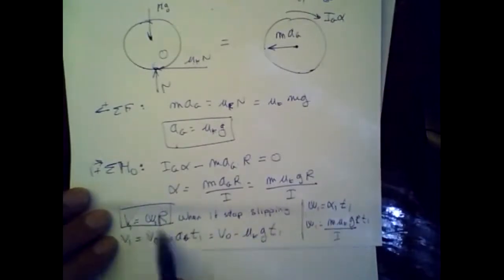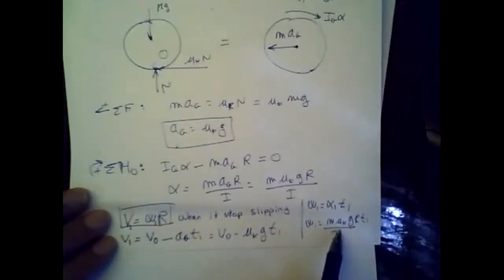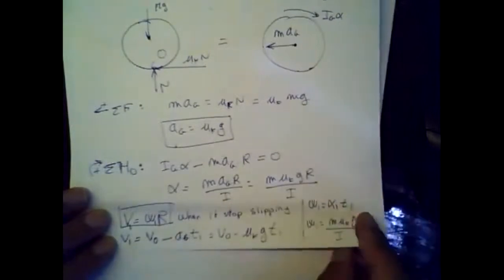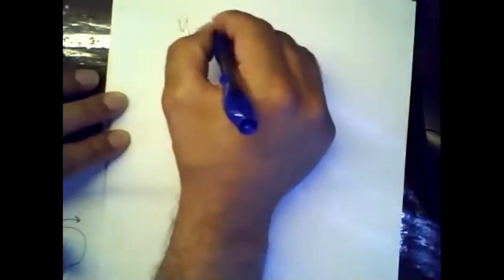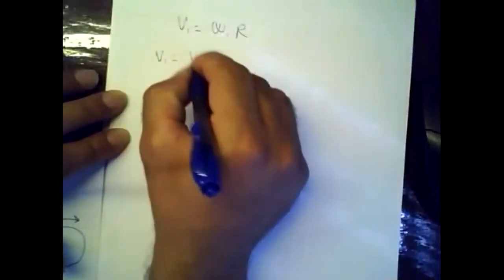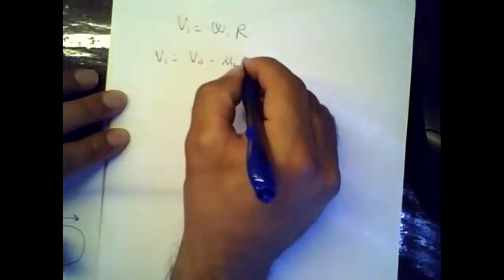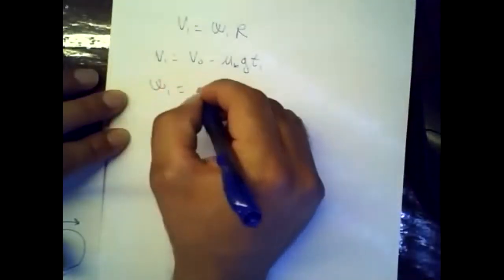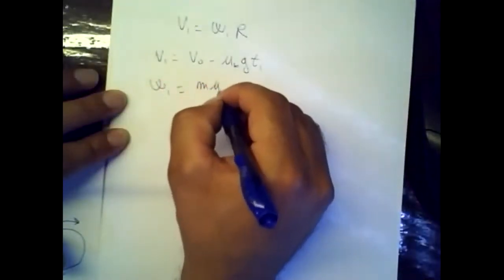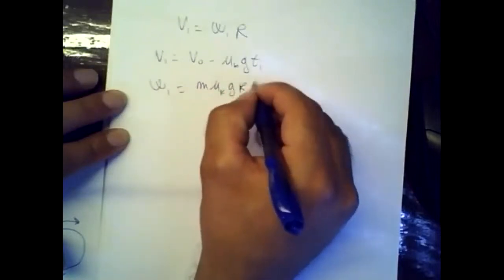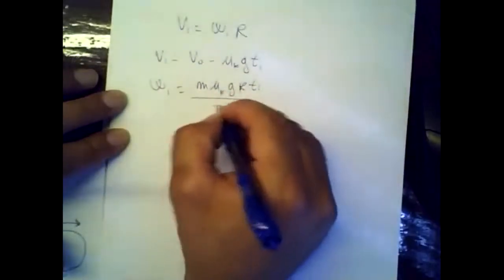You can replace v1 by its value, and replace omega 1 by its value, and then we can solve for the time. And once we solve for the time, we can get the distance. So I'm going to rewrite that. I have v1 equal to omega 1 times r. I know v1 is equal to v0 minus mu k g times t1. And I know omega 1 is equal to m mu k g r t1 over I.